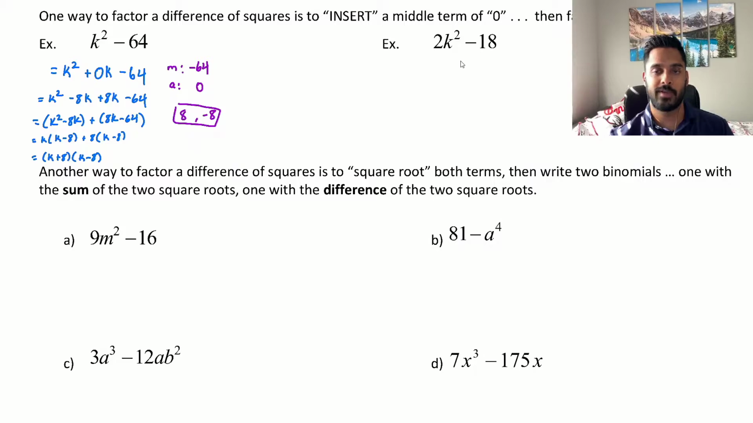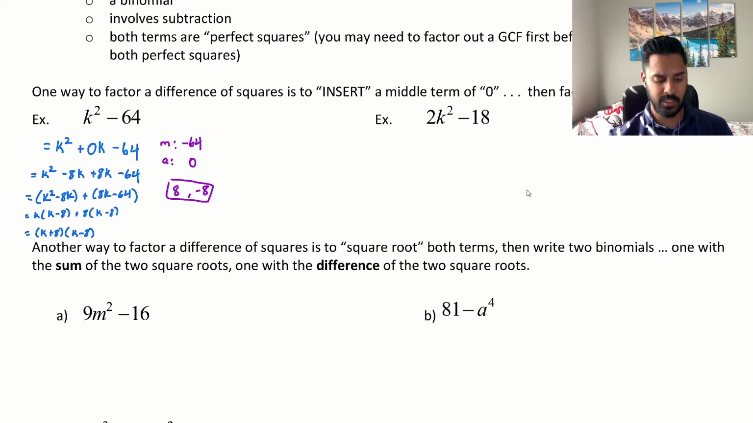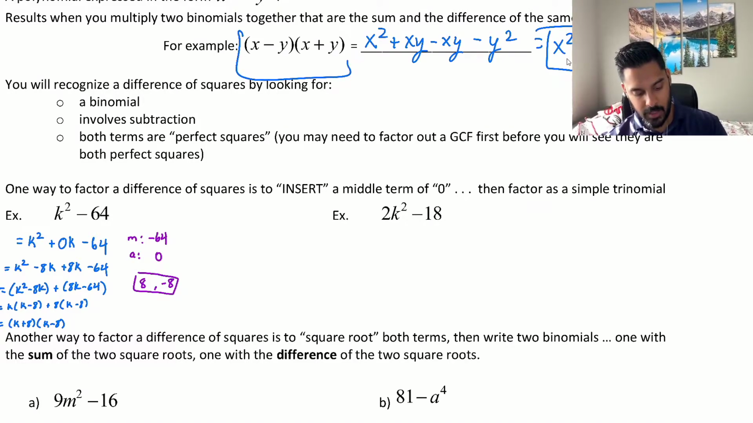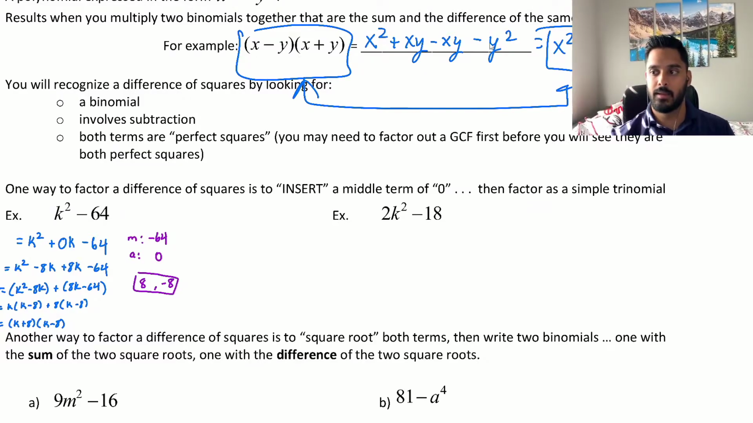Look for a greatest common factor first, and then go from there. So another way to actually factor a difference of squares is to square root both terms, then write two binomials, one with the sum of the two square roots, one with the difference of the two square roots. Because if you look at the shortcut we had above, really that x squared minus y squared is equal to these two factors.